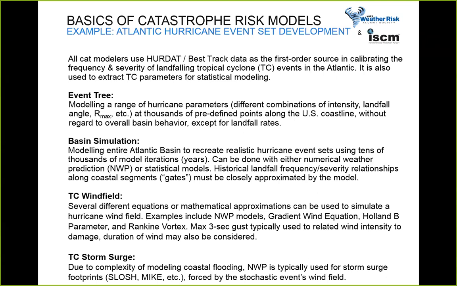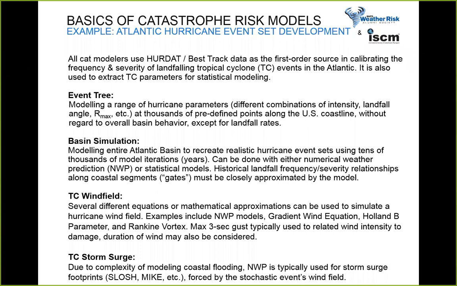Going a little bit more out of style, but is still used to some extent, more so in earthquake, is the event tree approach. For hurricane, it would be defined as modeling a range of hurricane parameters, which I mean different combinations of intensity, angle of landfall, radius of maximum winds, and so on, at thousands of predefined points along the U.S. coastline without caring about what happens in the open ocean. The only thing that really is conserved is the landfall rates for a given intensity along the coastline.